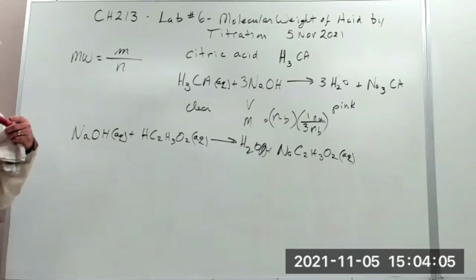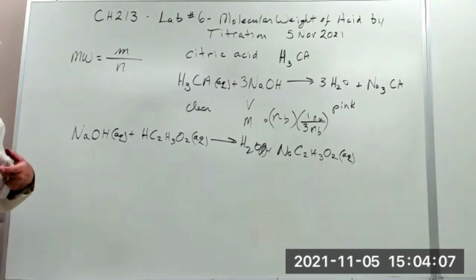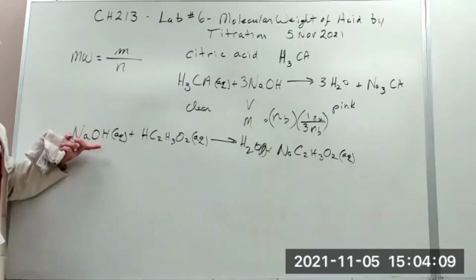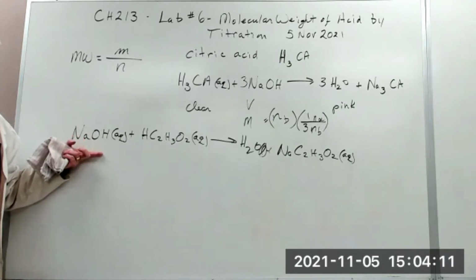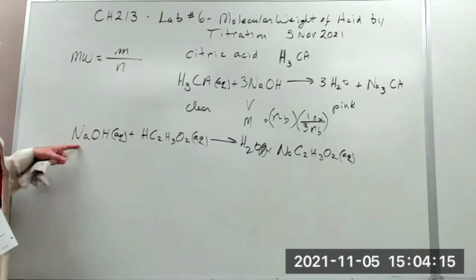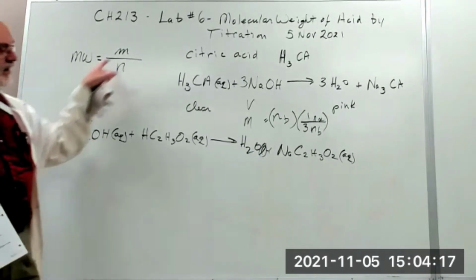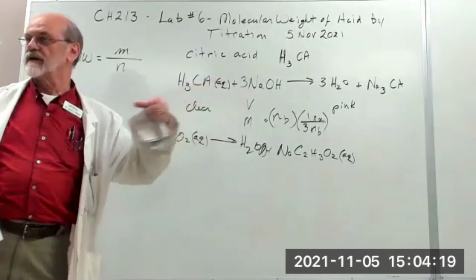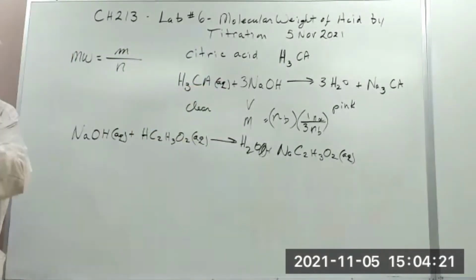So moles per liter is molarity. Then we know our concentration for sodium hydroxide. So we have to do that one first. Then we take this standardized sodium hydroxide and use it in that titration. So we're doing 2 titrations.